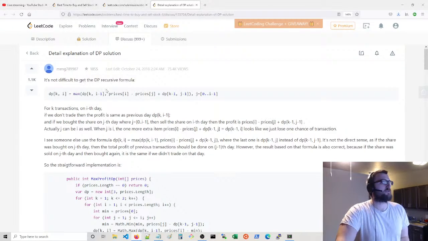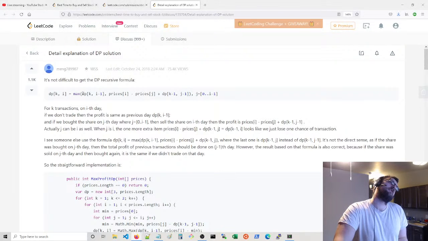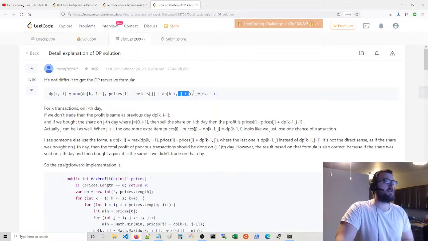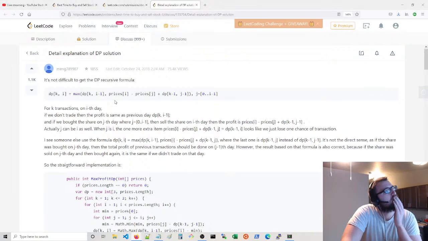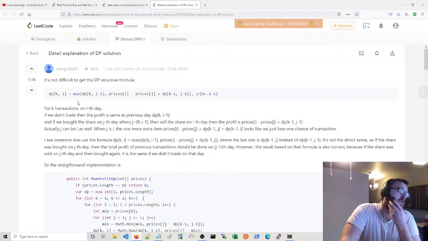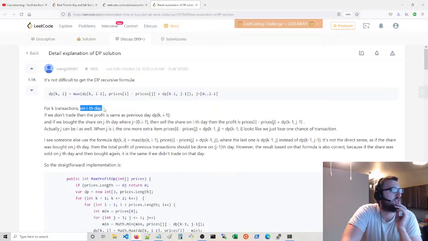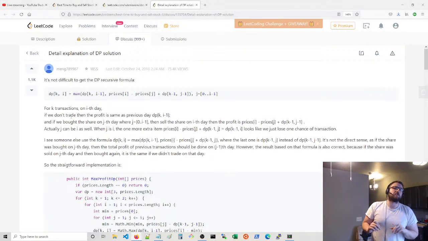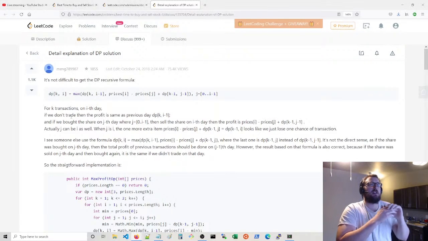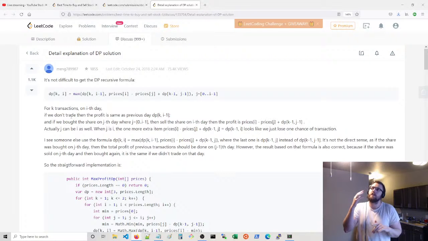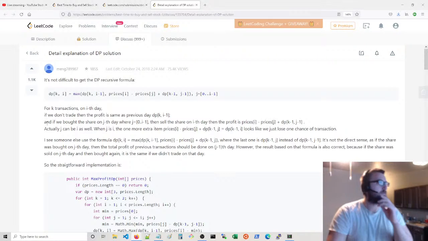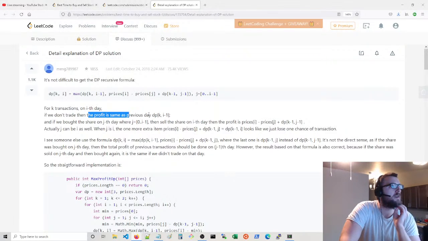It's not difficult to get the DP recursive formula. So DP of K, I is the max of DP K, I minus 1, and prices of I minus prices J plus DP K minus 1, J minus 1, for J from 0 to I minus 1. Where do they get this from? K transactions on the ith day. By the way, K transactions is basically, instead of 2 transactions, there's K of them. That's what I was doing. I actually didn't have K transactions; my sequence length was not K transactions. But anyway, if we don't trade, then the profit is the same as the previous day.